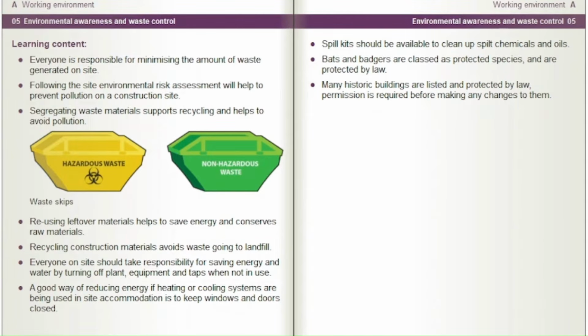Everyone on site should take responsibility for saving energy and water by turning off plant equipment and taps when not in use. A good way of reducing energy if heating or cooling systems are being used in site accommodation is to keep windows and doors closed. Spill kits should be available to clean up spilt chemicals and oils. Bats and badgers are classed as protected species and are protected by law. Many historic buildings are listed and protected by law. Permission is required before making any changes to them.